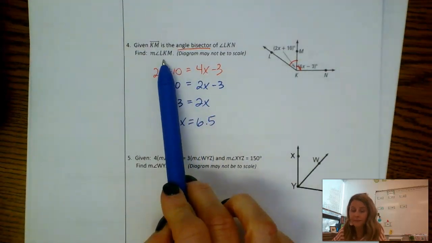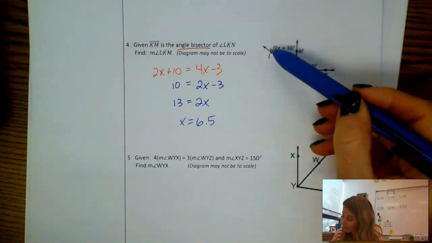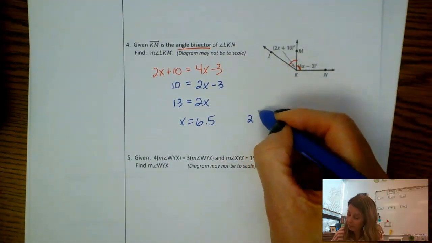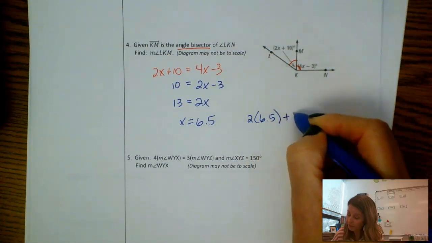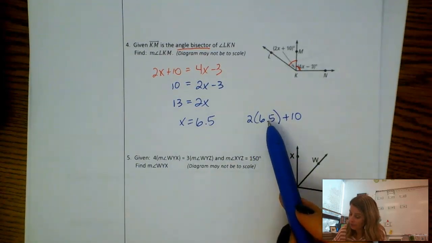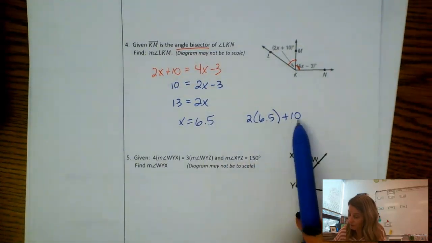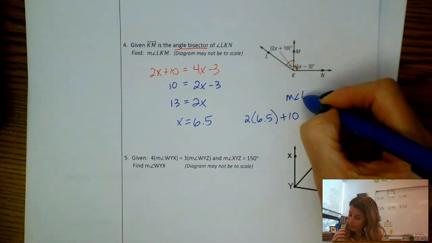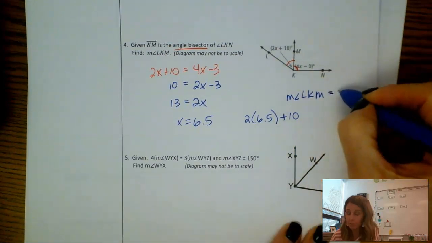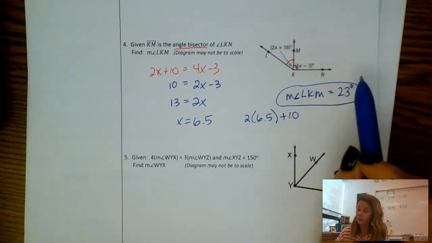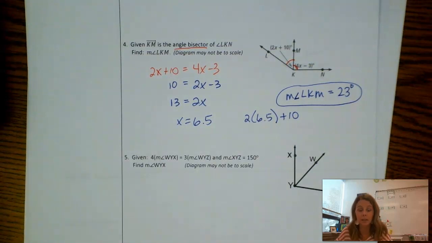Okay, but I need to find the measure of an angle. So find LKM. LKM goes with 2x plus 10. So I want to substitute 6.5 in for that expression. So 2 times 6.5, so I'm back to 13. 13 plus 10 is 23. So I'm going to say that the measure of LKM equals 23 degrees. Okay. So interpreting that term angle bisector is what you need to do to get this particular example set up.